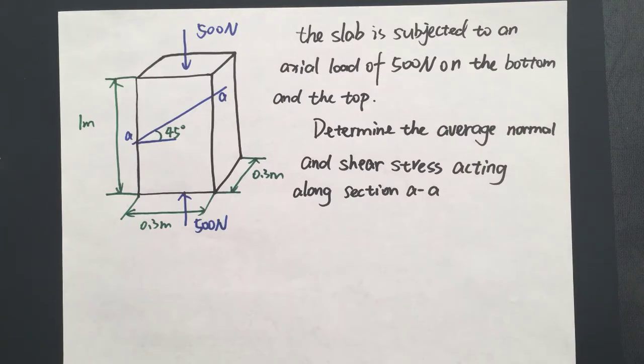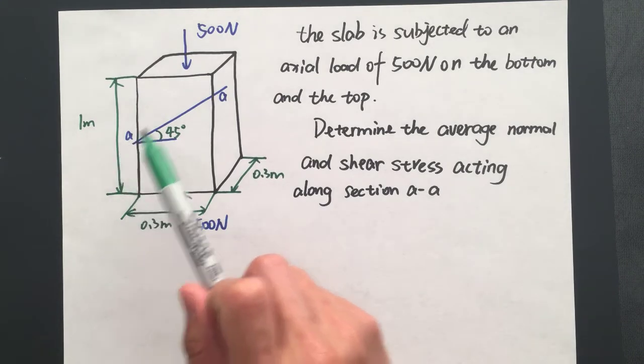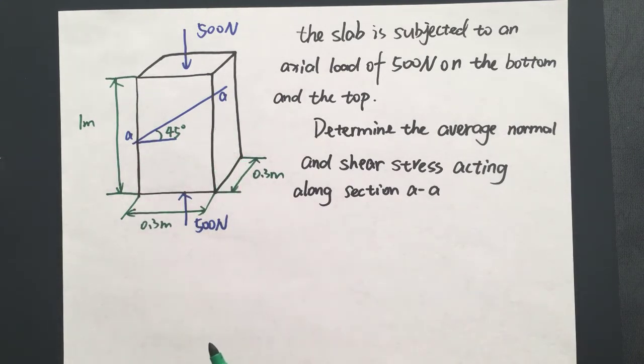Alright, let's look at an example of shear stress and normal stress. Here we have a slab which is subjected to an axial loading of 500 Newton on the bottom and the top, and we determine the average normal and shear stress acting along section AA. The section AA has a 45 degree angle.